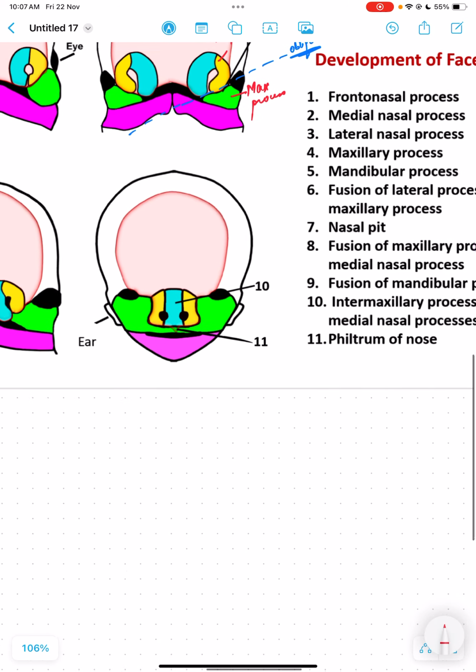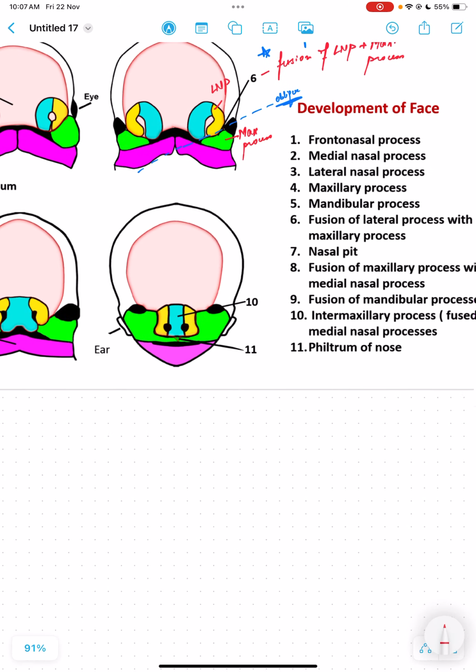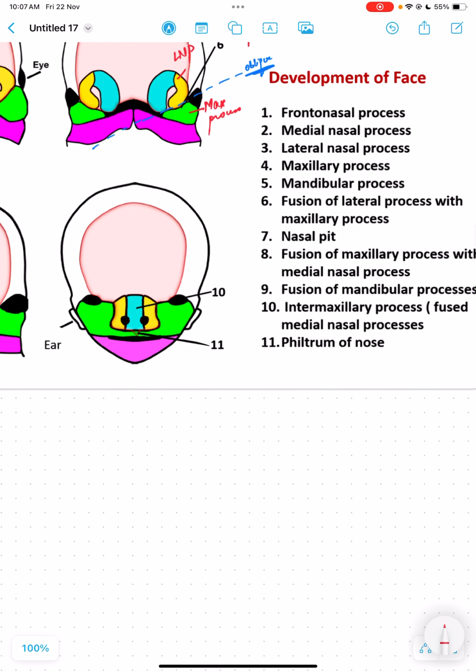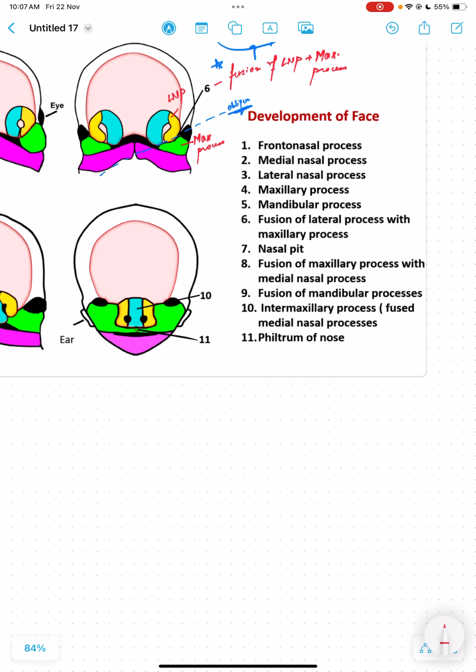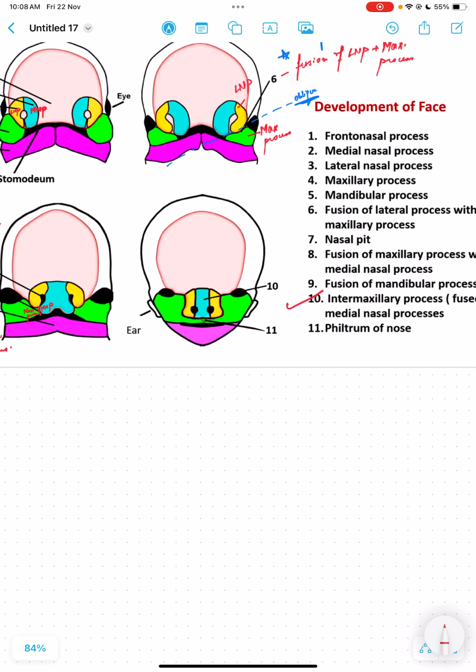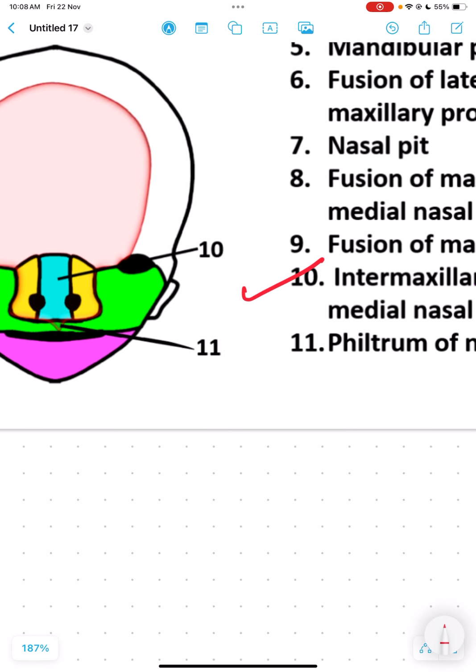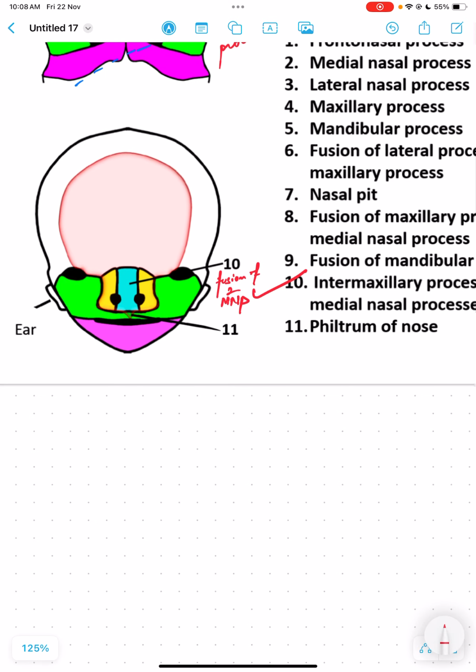And in the case of the 10th, what happens? Here there is the intermaxillary process, that is the fused medial nasal processes. Like here they were divided into two, here the medial nasal processes formed a single one. So fusion of two medial nasal processes is called the intermaxillary process. Below it is the philtrum of the nose that we can feel above our lip. When we touch our finger above the lip, there is a depression below the nose and above the lip, that is called the philtrum.